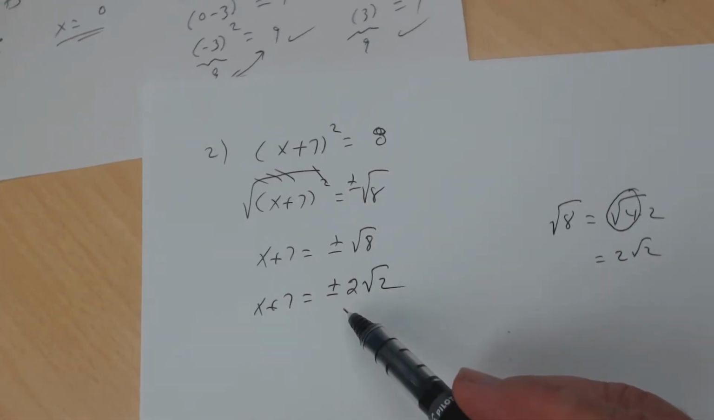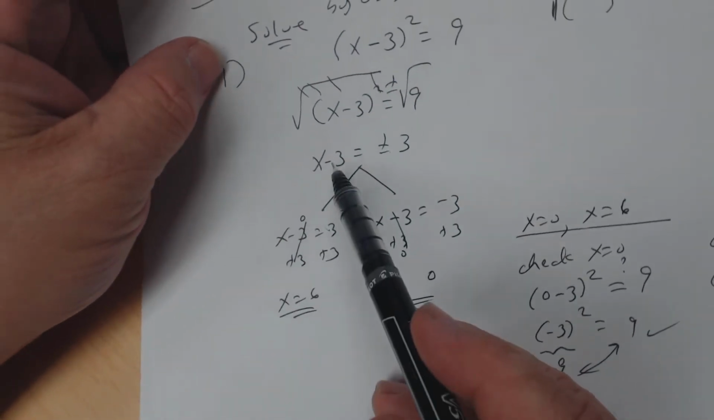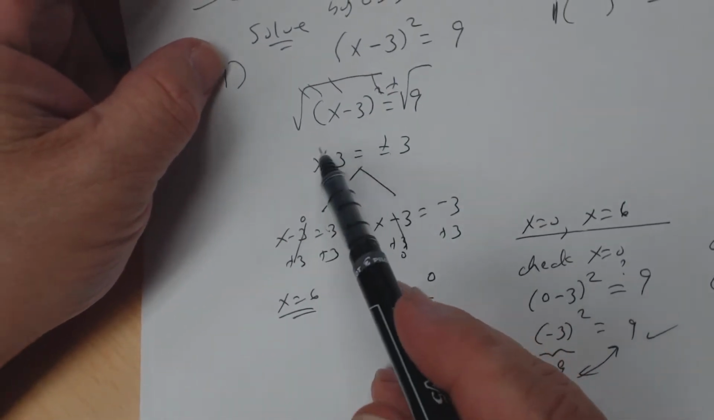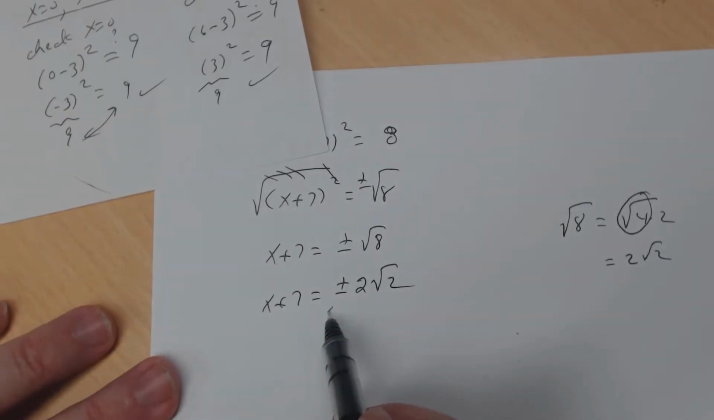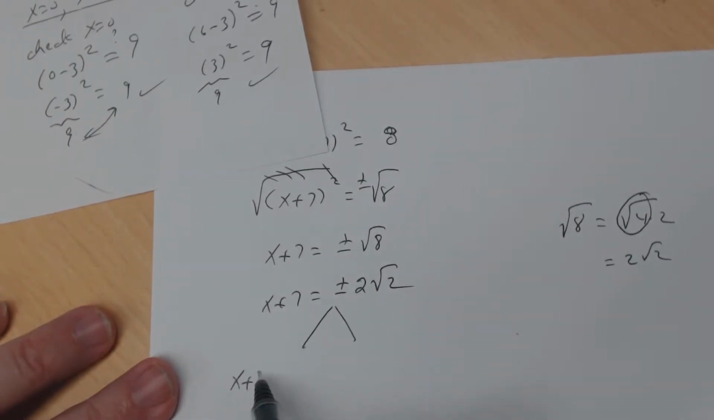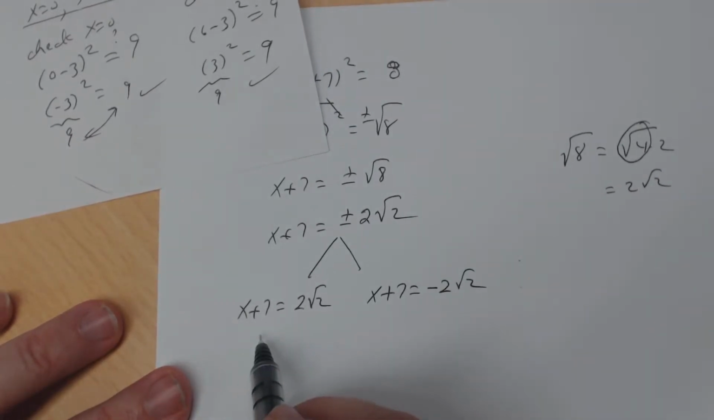Now, remember at this point, when you got x by itself, just like you did here, you rewrote it as two equations. So you can do the same thing here. You're going to say x plus 7 equals 2 square root of 2. X plus 7 equals a negative 2 square root of 2. All right, and then you're going to subtract 7 from both sides. Now this is where you have to be careful.